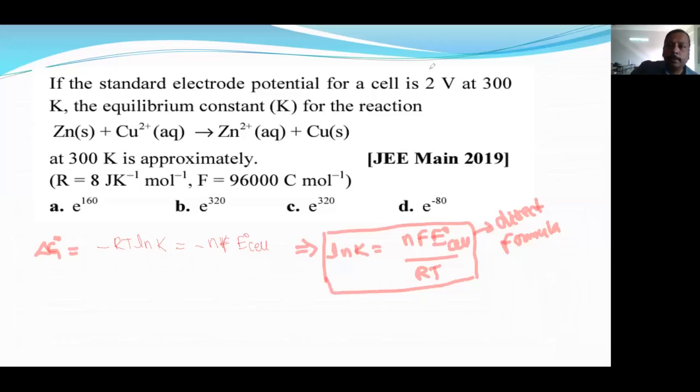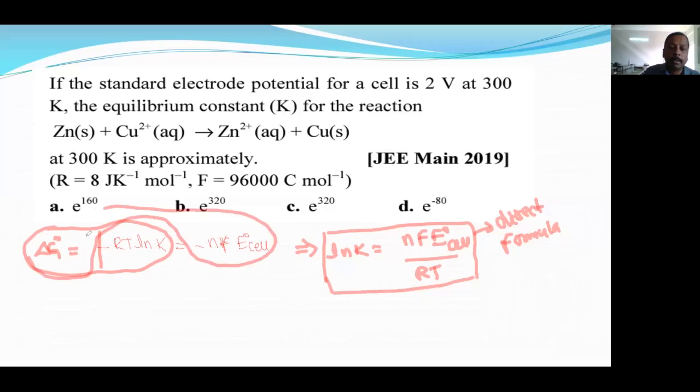Okay, in these questions people are able to solve them, but they have trouble with the time consumption. So this direct formula will be useful. We already know from thermodynamics that delta G naught is equal to minus RT ln K, and from electrochemistry that delta G naught is equal to minus nF E naught cell. But here the question is about K and is given E naught cell. So by relating them, we can directly get ln K is equal to nF E naught cell upon RT.